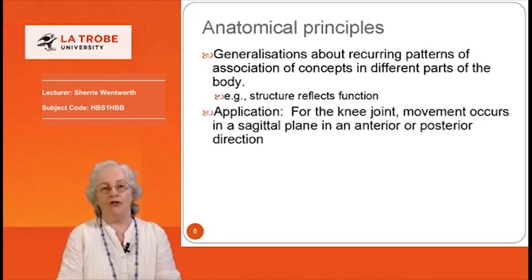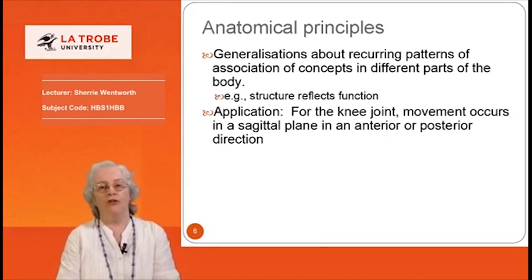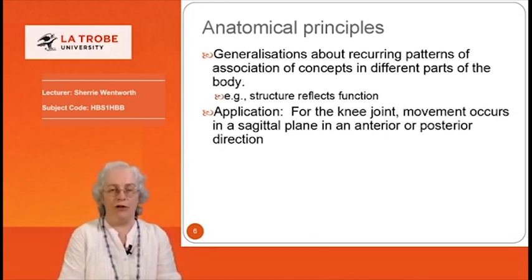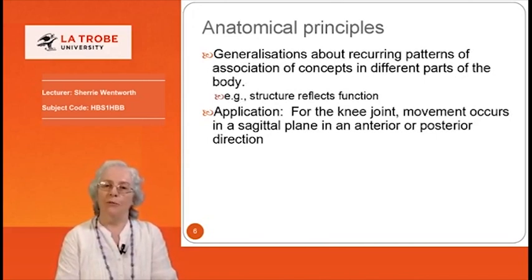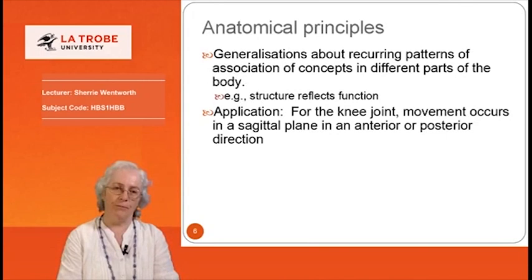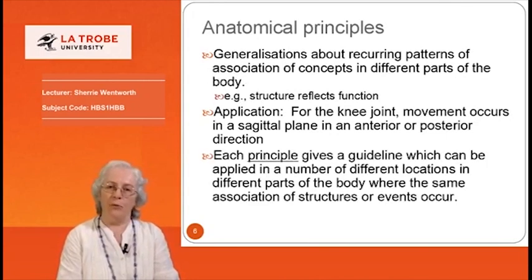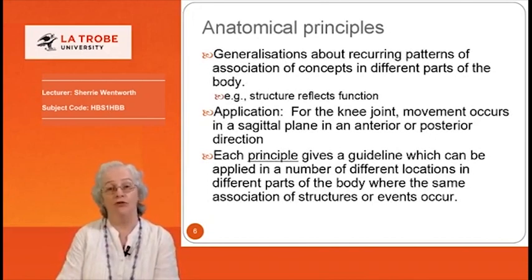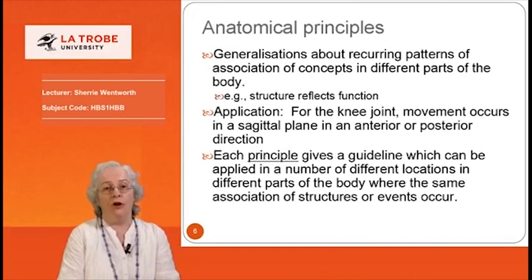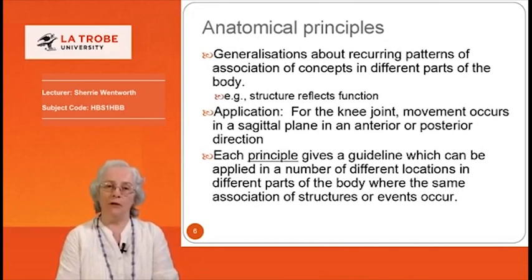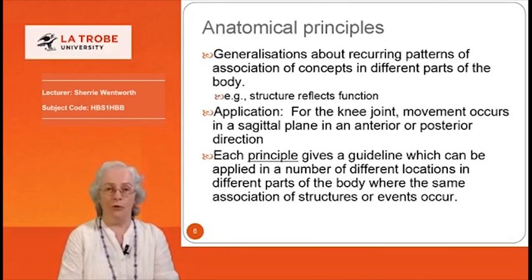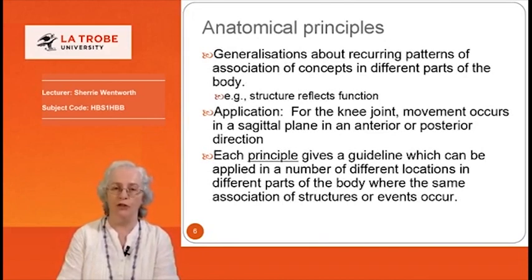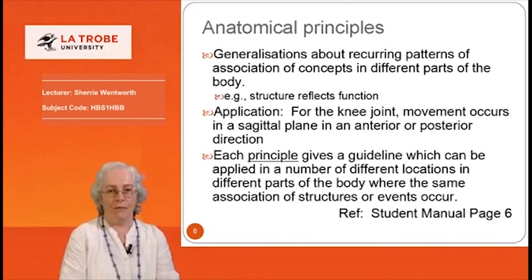If we think about the knee joint, movement occurs in a sagittal plane, and we'll have a talk about sagittal planes later on, and movements can be in either an anterior or posterior direction. The principle gives a guideline which can be applied in different parts of the body where the same association of structures or events occur. If we're looking at a joint in the upper limb, the elbow joint, having a similar structure, it can move in an anterior and a posterior direction as well. So we can generalise and look at different parts of the body. Again, refer back to the student manual if you're not sure about this information.